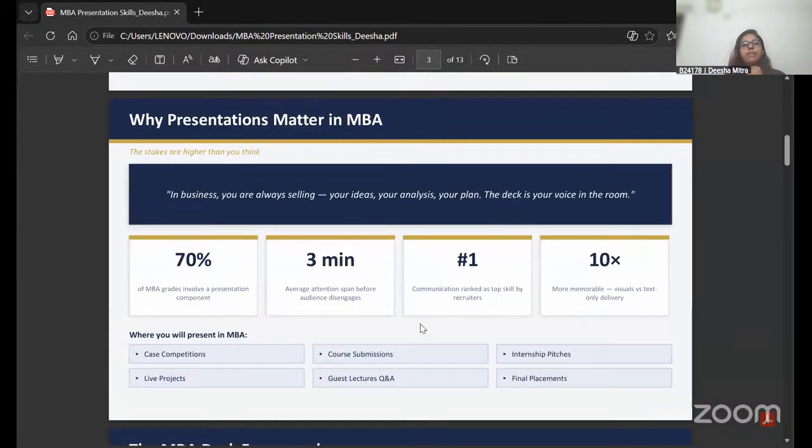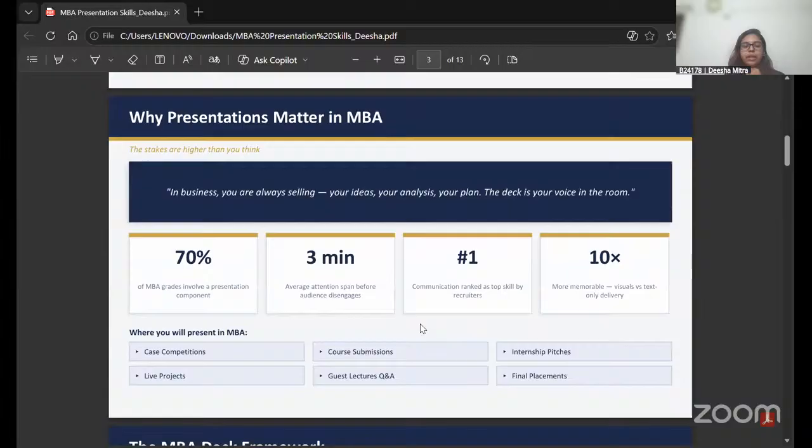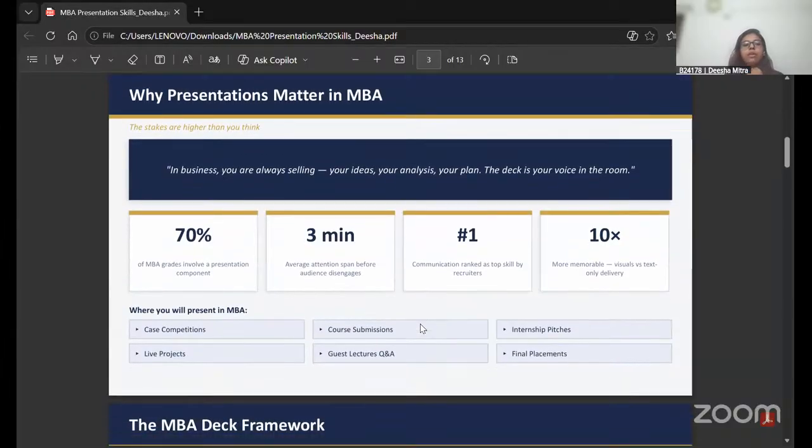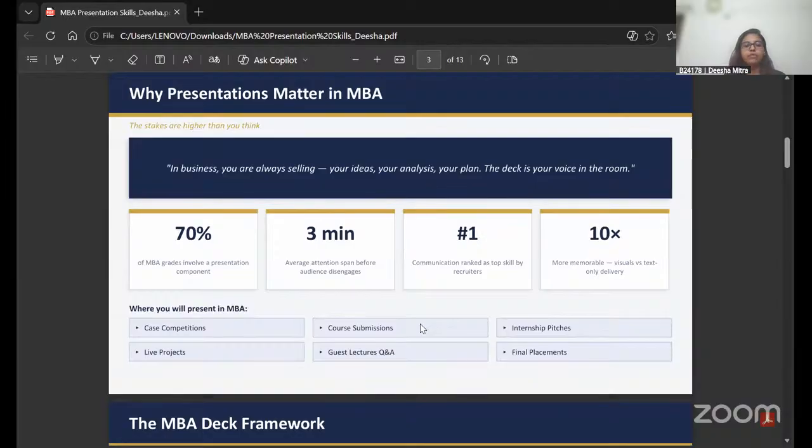So first, starting with why PPTs matter in MBA, right? So you can see a lot of numbers on your screen right now, like 70% of your MBA grades involve a lot of presentation, right? Like I told you, I've just finished my MBA and I can tell you that out of like 90% of the times, every kind of presentation that we have, be it group, be it individual, we always do it through PPTs. So that is a very important skill that you need to learn right from the first day of your MBA till you end your MBA, right?